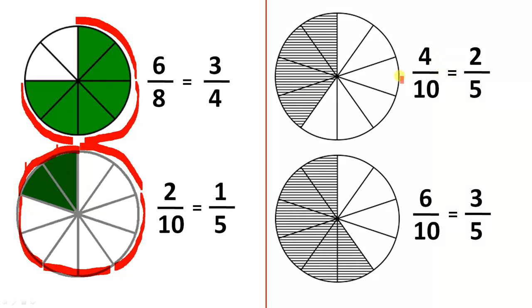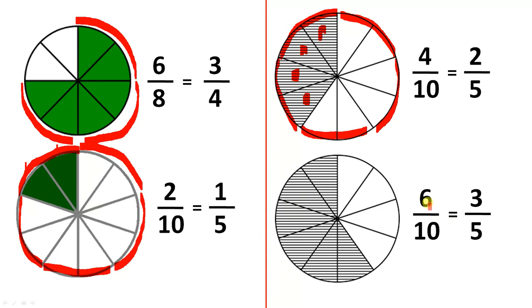4 over 10. The pizza is divided into 10 slices. 4 of them are shaded. 1, 2, 3, 4. So that's why we have 4 over 10. Now why is that 2/5? Because that's 1/5, 2/5, 3/5, 4/5, 5/5. So that's why those parts there together equal 2/5.